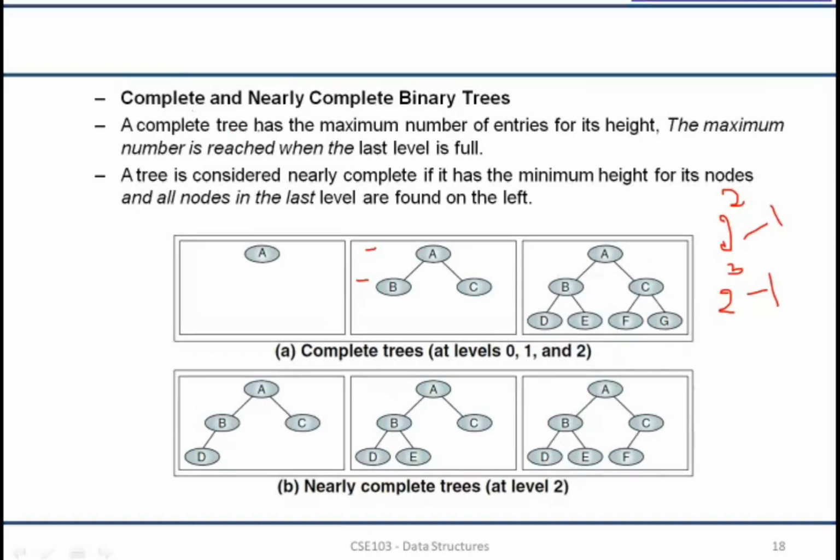A complete binary tree has the maximum number of entries for its height. So if it is reached and the last level is full, it is called a complete binary tree.